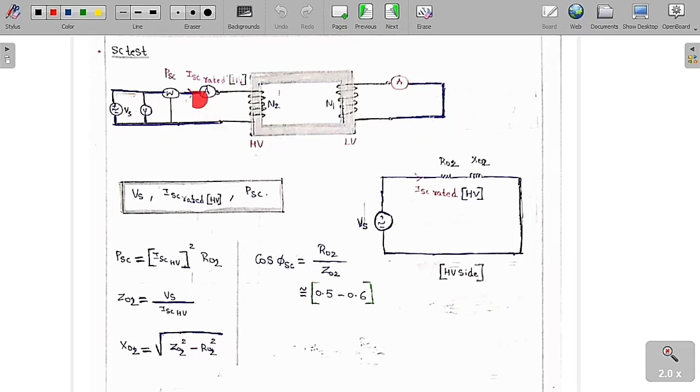So therefore, this is the supply voltage. This voltmeter is going to measure the supply voltage, and this is the wattmeter to measure how much power is absorbed by this transformer in this condition, and this ammeter is going to measure the rated current of this HV winding. It is very less, so we need a small ammeter range to measure this current. Then this is the HV side and this is the LV side.